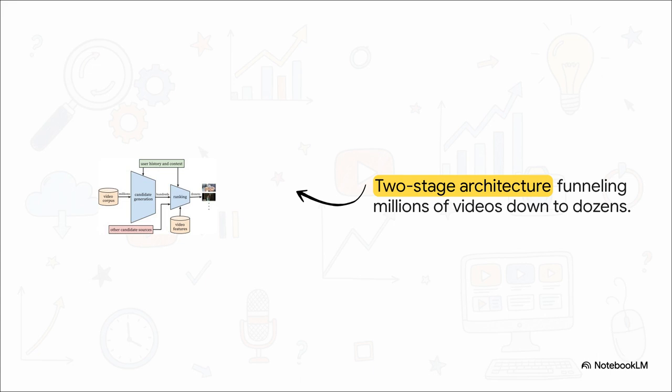Think about the sheer scale here for a second. YouTube takes your personal history and context, feeds it into a candidate generation phase to whittle millions of videos down to just a few hundred, and then sends those survivors into a ranking network to pick the final couple dozen you actually see on your app.